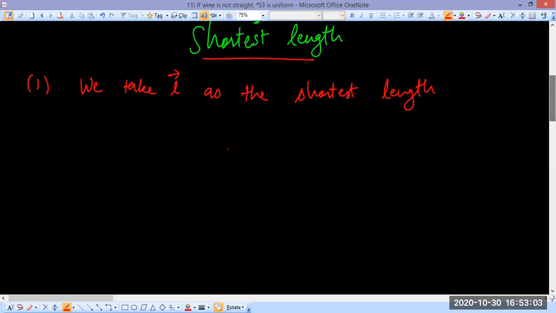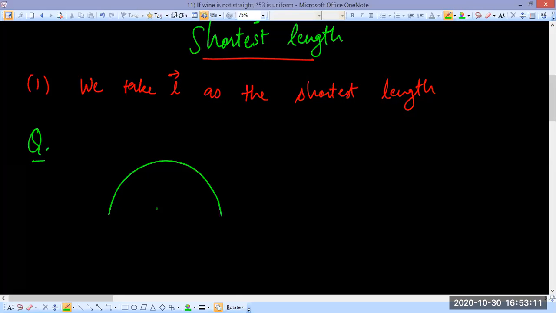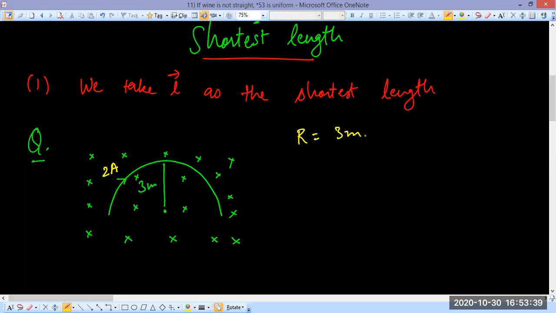Okay, let's quickly do an application. Let's solve a question. Suppose that here is a semicircle of radius 3 meter, and this semicircle is placed in a uniform magnetic field which is crossed like this. It is everywhere. And in this curved wire, there is a current of 2 ampere.